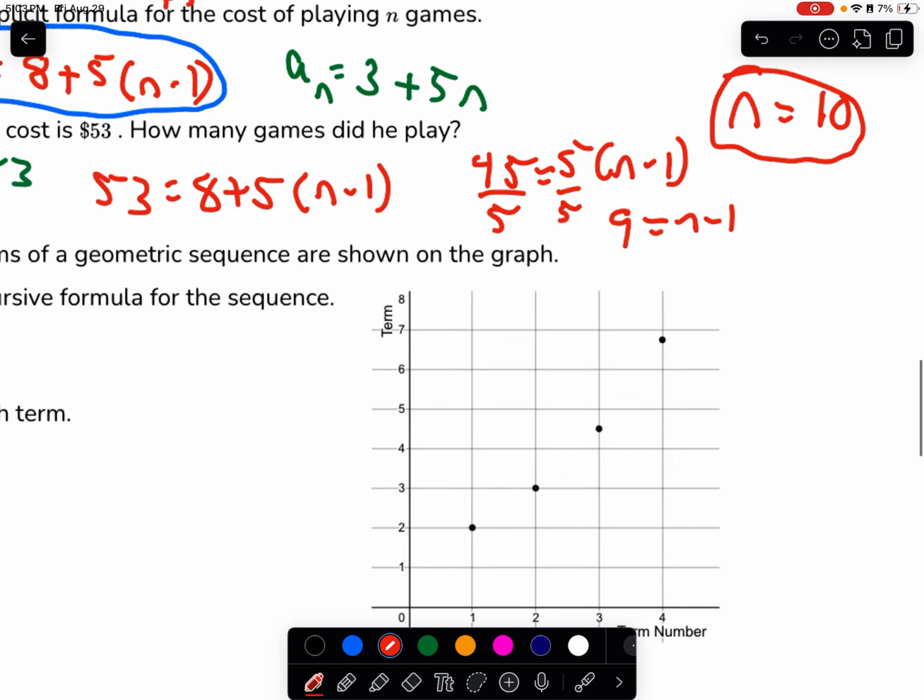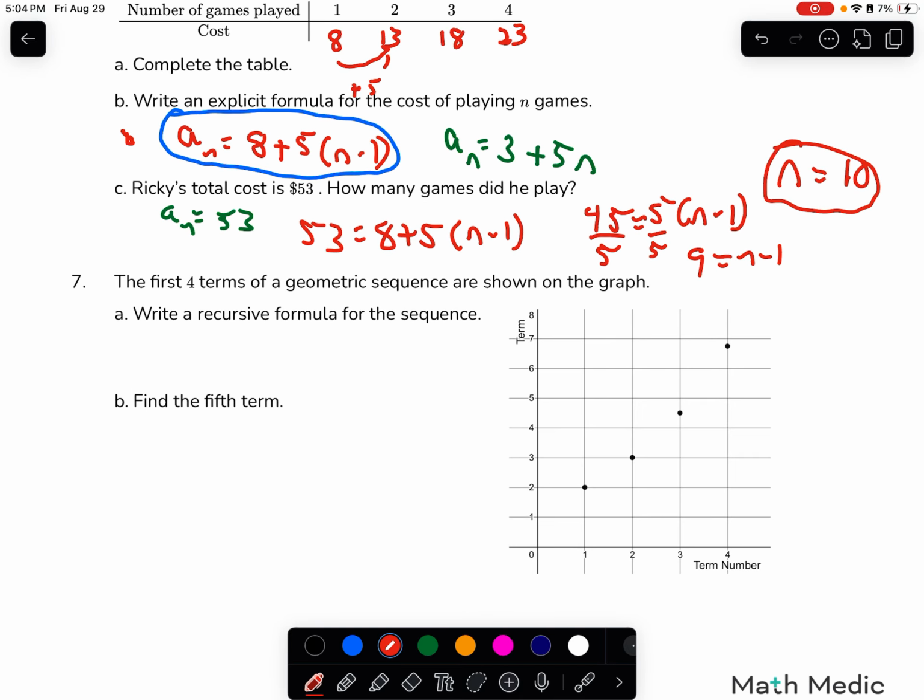The last question. The first 4 terms of a geometric sequence are shown on the graph. Notice we start at 2, then we jump up to 3, then it looks like 4.5, and then it looks like whatever this is. It's a little bit hard to estimate. It says write a recursive formula.